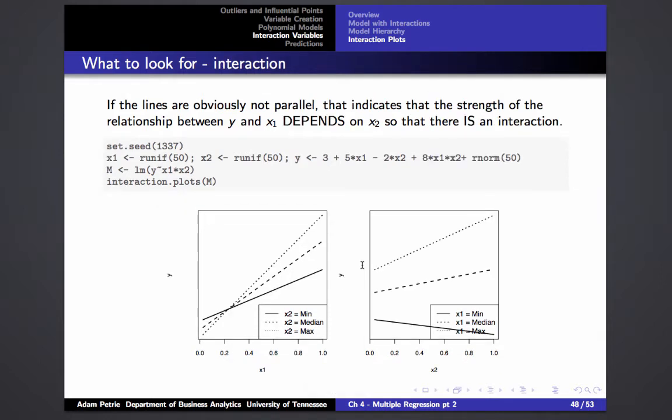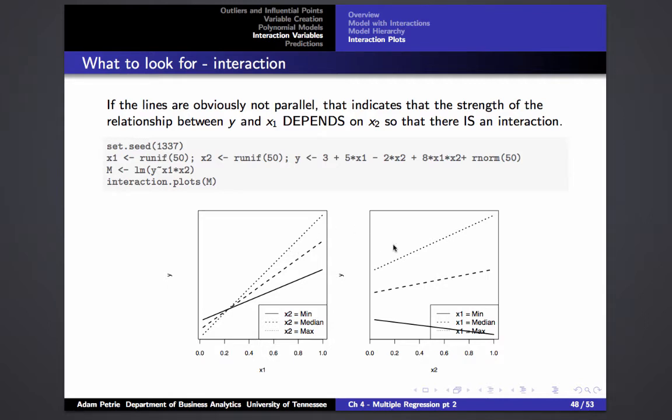When do we suspect an interaction? Well, when the slopes of those implicit regression lines look very different, especially if I see a crossing. So here I've designed y to actually have an interaction between x1 and x2. And so what I see is that the strength of the relationship between y and x1 is changing quite a bit as x2 changes. So the minimum value of x2 is this solid line. As x2 is getting bigger from the minimum to the median to the maximum, I see that the strength between y and x1 increases. The slope is getting farther from 0. This line is getting more tilted.